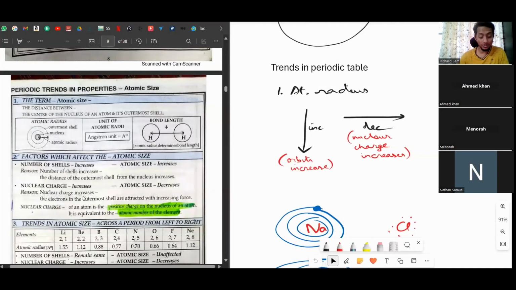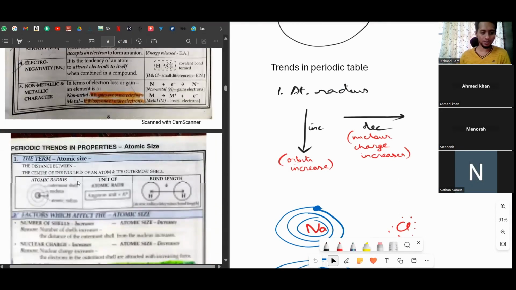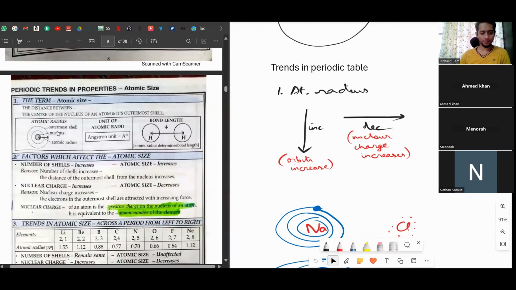Let's look at the same points that we saw yesterday, that is atomic radius and ionization potential, in more detail. What is atomic size, as I said yesterday? Atomic size is the distance between the center of the nucleus of an atom and its outermost shell. In other words, the atomic radius. Atomic radius and atomic size are the same thing. The unit for measuring atomic size is the angstrom.